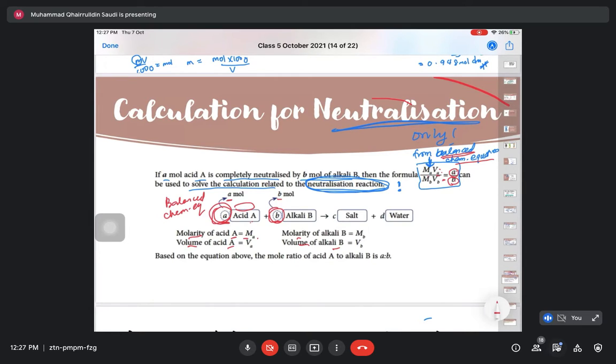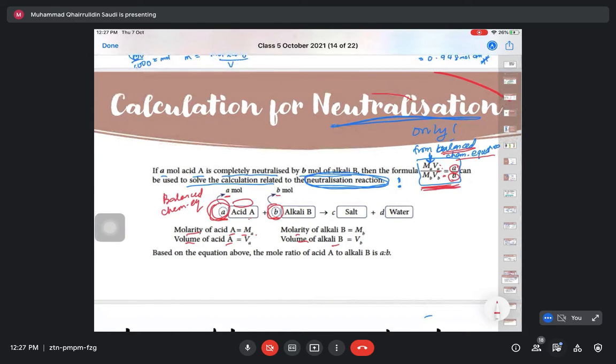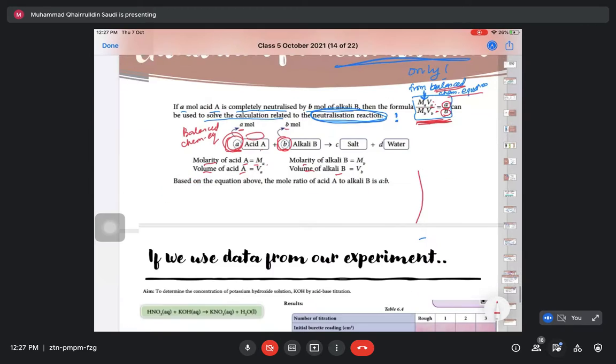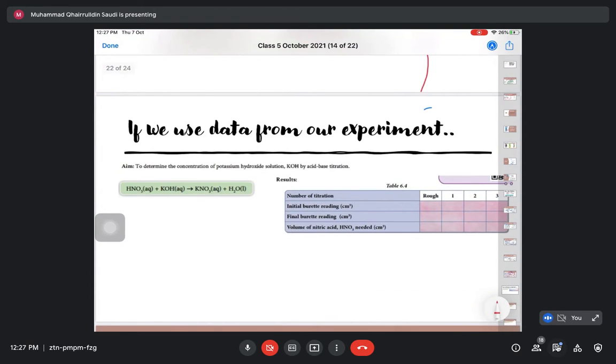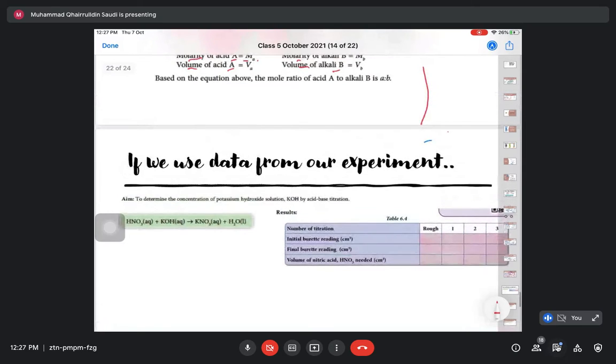Because you will have different numbers in front of the acid and alkali, you have to balance the equation, so A and B is not always one. You have to know the balanced chemical equation. So this is the equation. Let's use that equation for our data from our experiment just now.